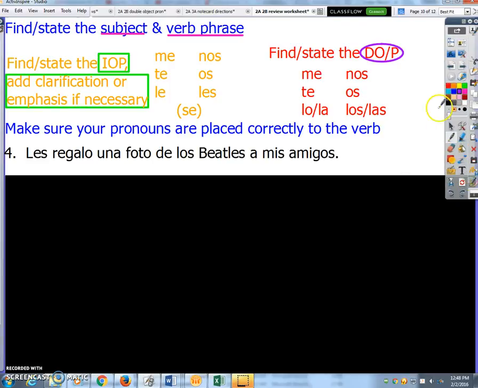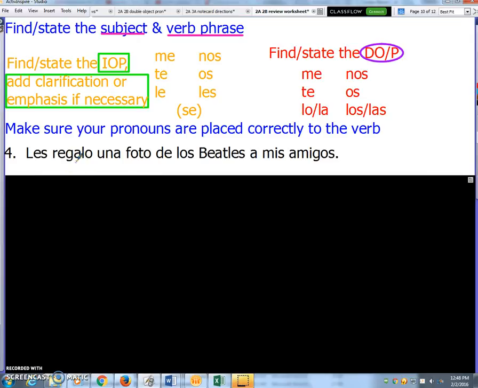To translate, you always want to find your verb first. Well, regalo can also come from the verb regalar, so this means I, and regalar, we have in our note cards, is to give as a gift, or it's easier to deal with it if you just say to gift. So I gift, or am gifting, what? A photo of the Beatles, to or for whom? To my friends, and if something's being done to or for someone, you have to have an IOP.